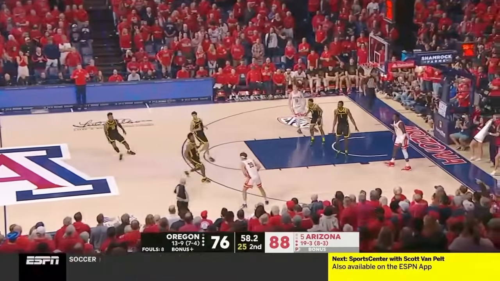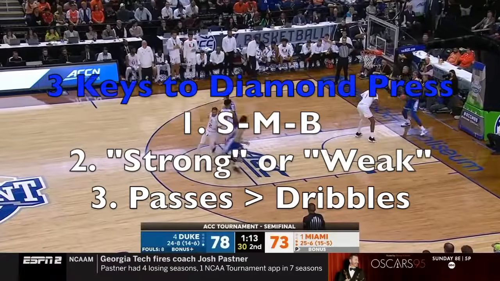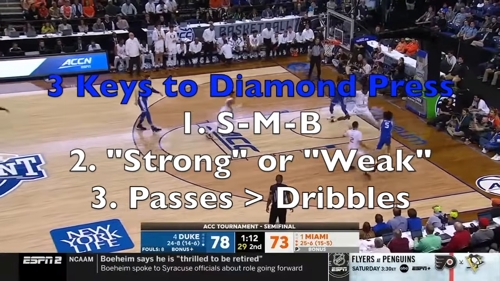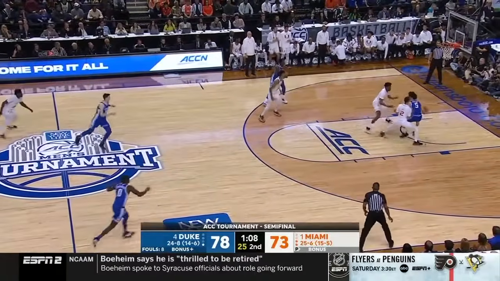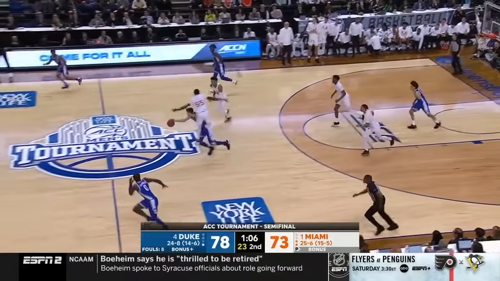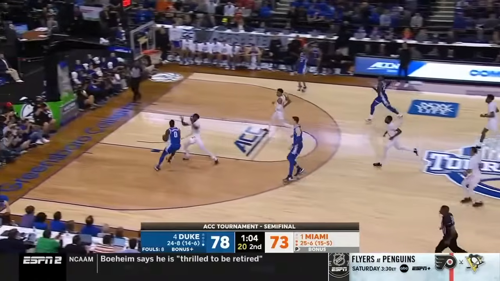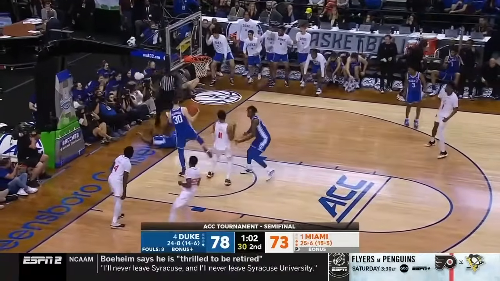So anytime that you see a diamond press, you have to remember these three keys. SMB, recognize whether it's strong or weak coverage, and always prioritize advancing the ball with a pass before a dribble. You're also going to want to watch the press videos on run and jump and 3/4 court presses as well.